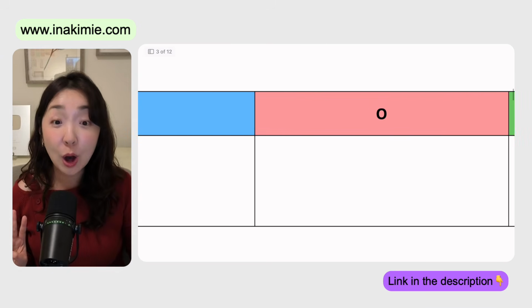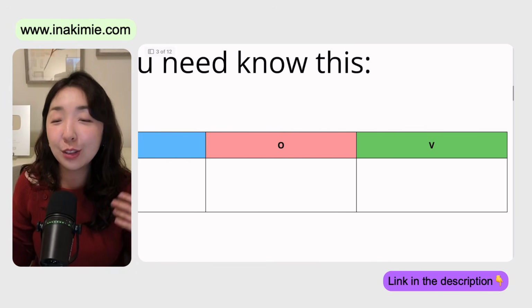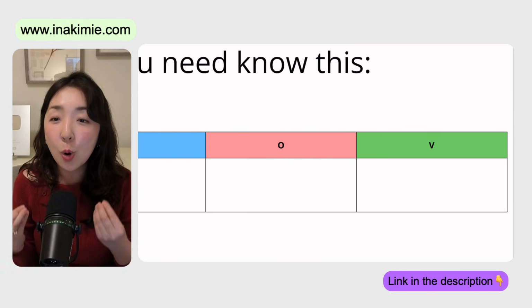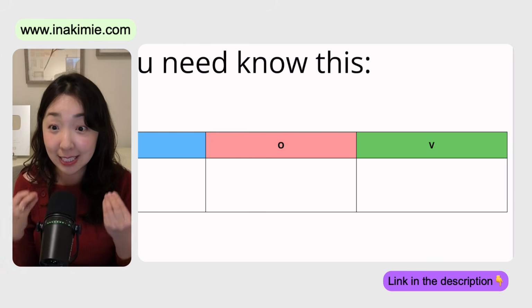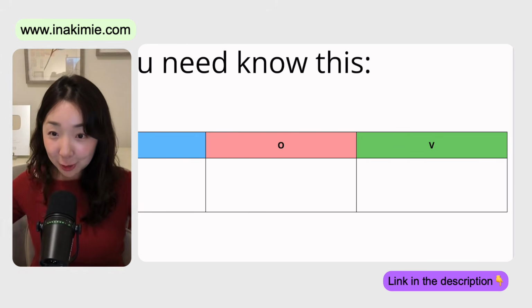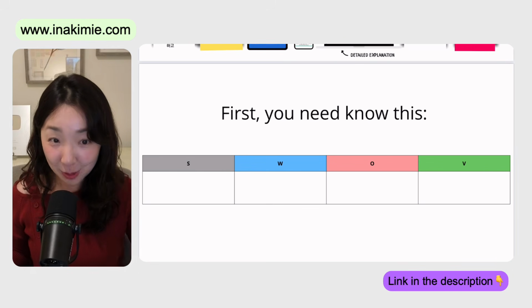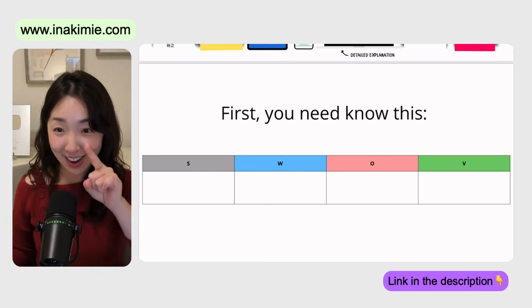Then we have O, that's your object. Okay? And lastly, we have the green, the verb. Verbs are always placed at the end of sentences in Korean. Remember that. With that simple chart, I'm going to show you all these sentences. Do you have this in your notebook? Then you are ready. You ready?